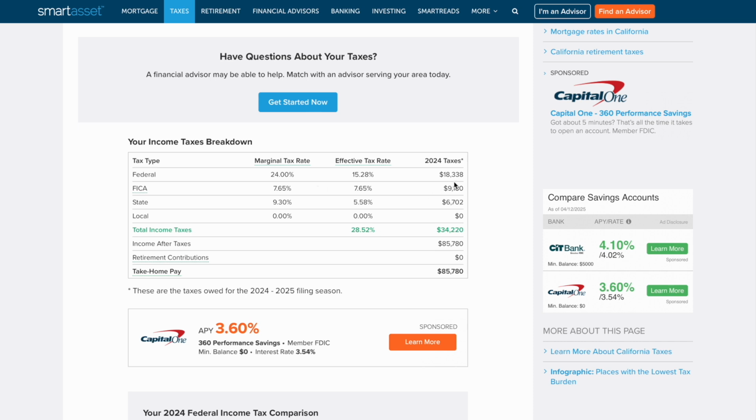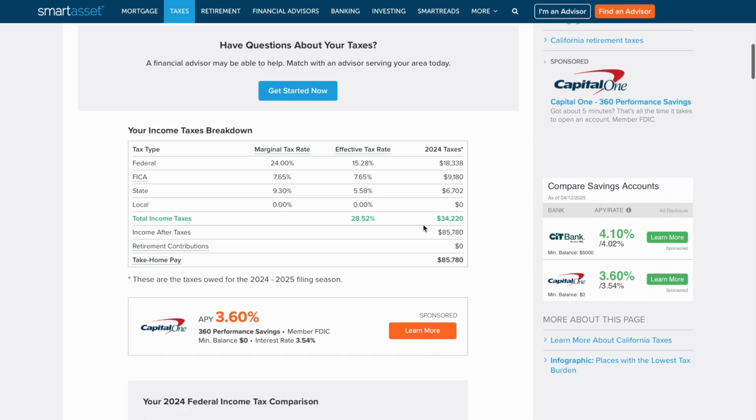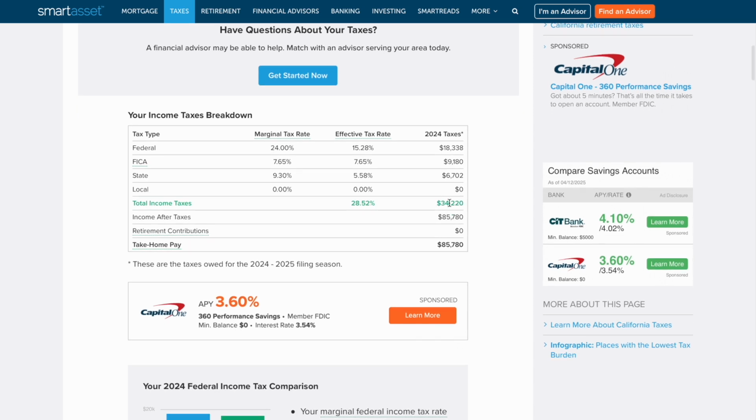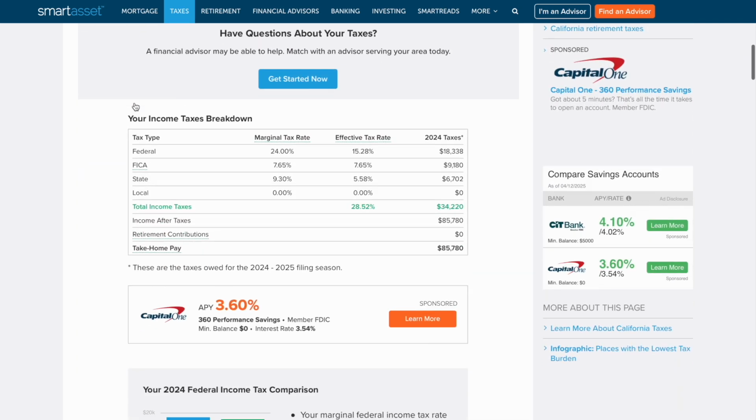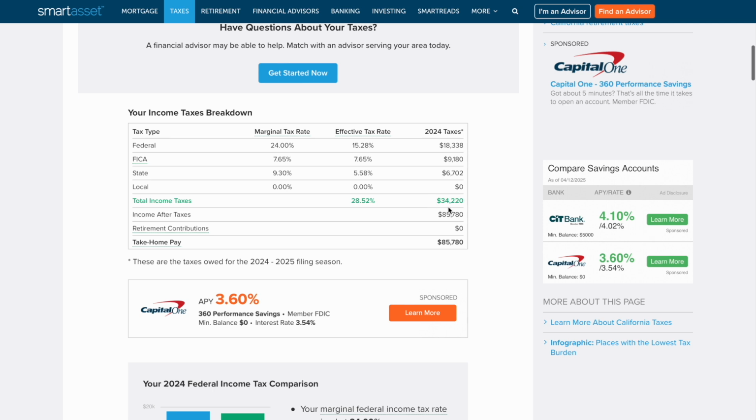So the total amount of taxes for federal would be about 18,000. The total amount for FICA is a little over 9,000, state a little over 6,000, total income tax of 34,000. So even though the adjusted gross income is 120,000, the total amount of taxes paid is 34,000, giving them a take-home or net income of 85,000 after taxes are paid.